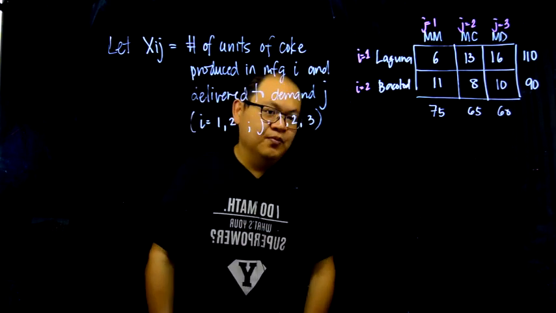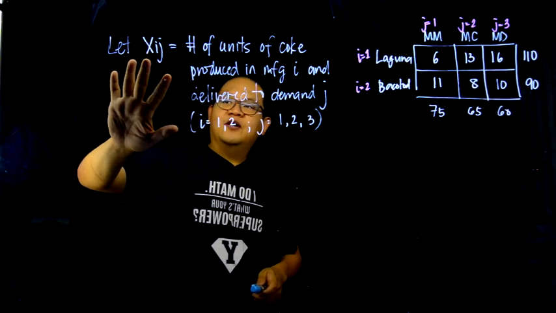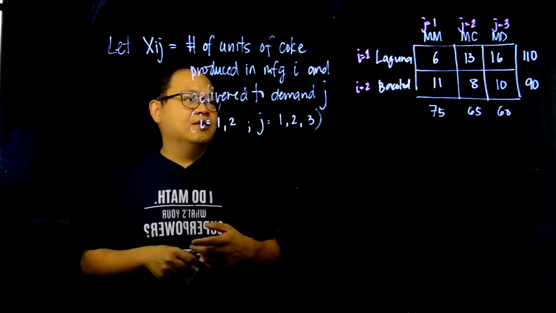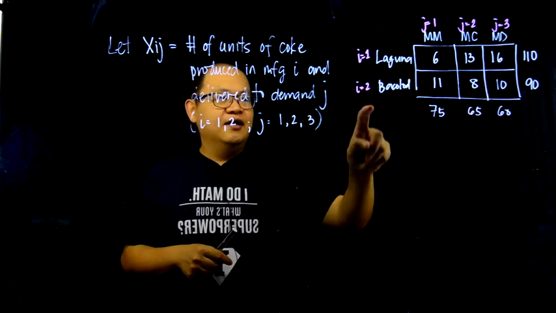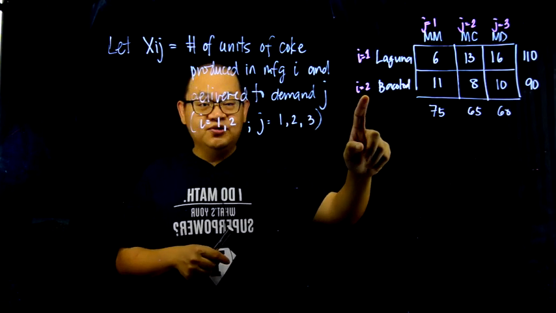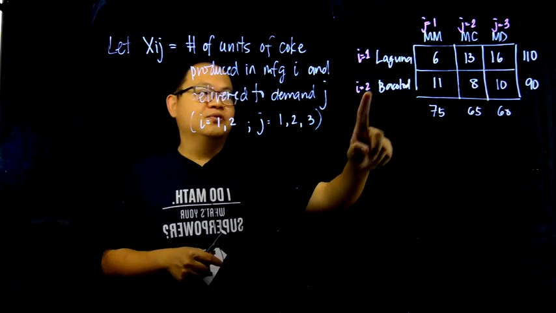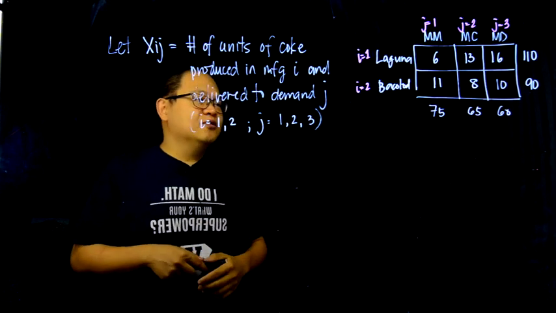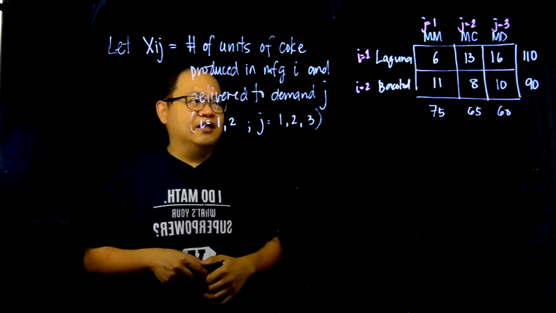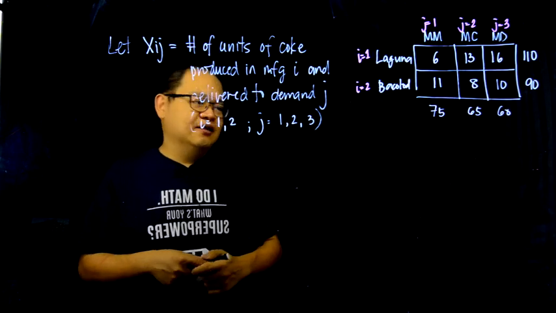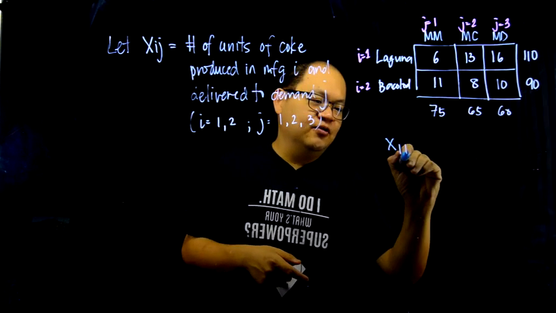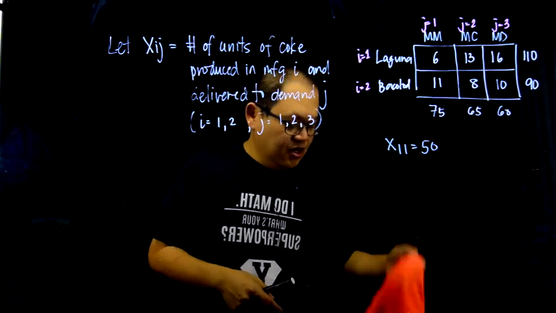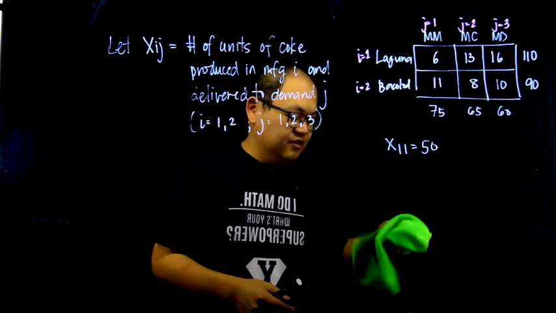Okay? Now, I hope you understand the variables Xij. Xij is the number of units that manufacturing center i, equals 1 and 2, produces and eventually delivers to demand center j, equals 1, 2, and 3. So for example, if you want to produce 50 units of Coke in Laguna and deliver it to Metro Manila, then essentially what you are saying is X11 equals 50. Okay? So that is how we try to understand our variables.